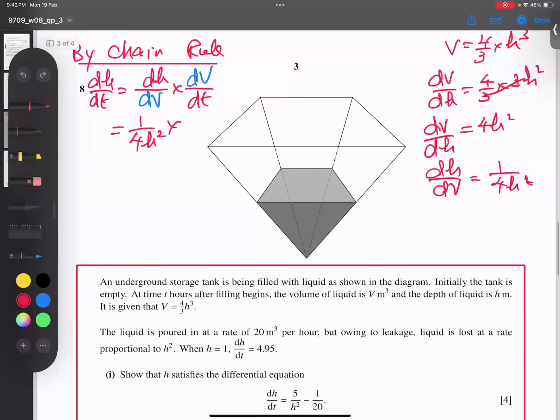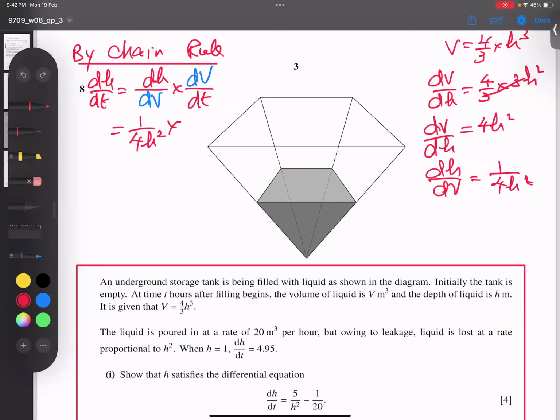Student, look here. He said the liquid is poured in at a rate of 20 per hour, poured into, right? It means this water going inside is treated as positive. And the liquid is lost at a rate. This is, I think, hard, and that is why students get stuck. Liquid is lost at a rate of this one. So maybe there is some leakage.